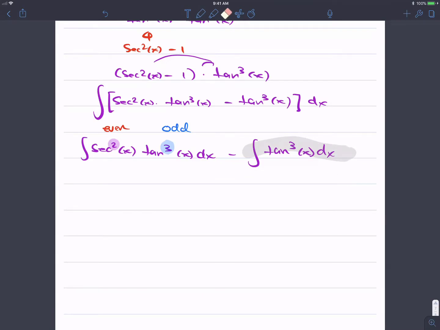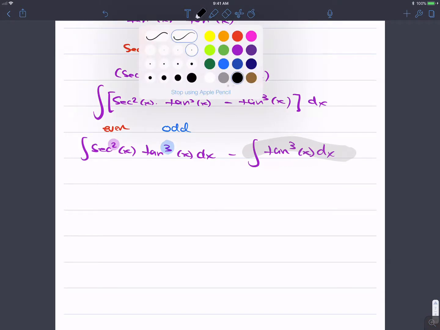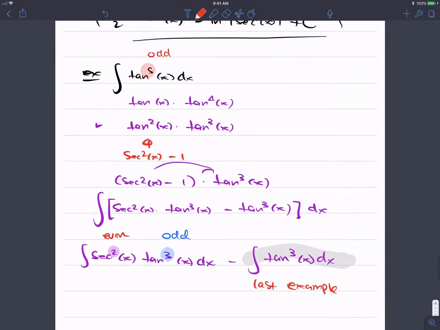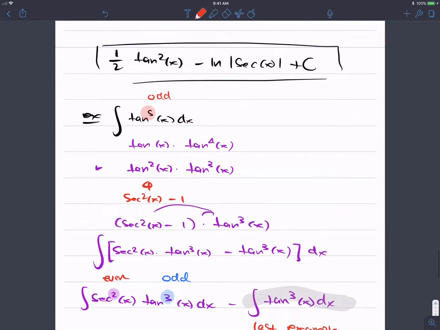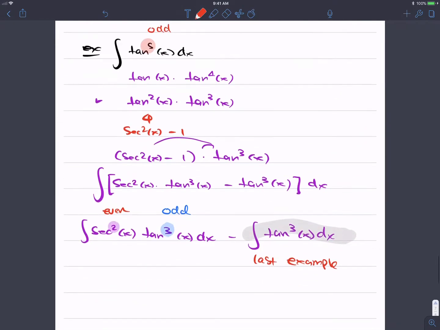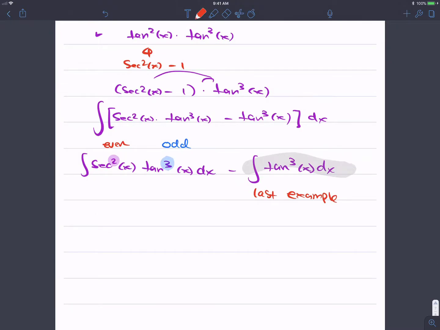Let's put that over here. Let's do this here. Now the last example of tangent cubed we have is what you see here: 1/2 tangent squared minus the natural log absolute value of secant, plus a constant. That's for this integral here.